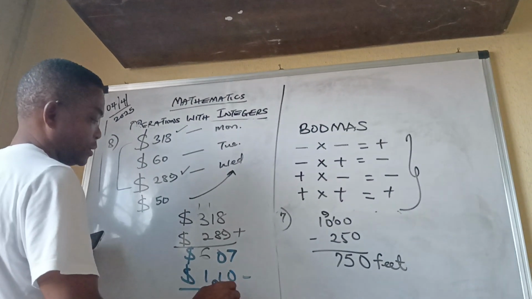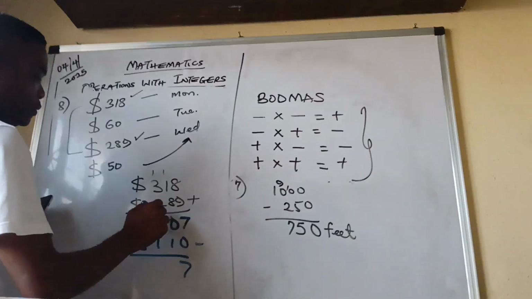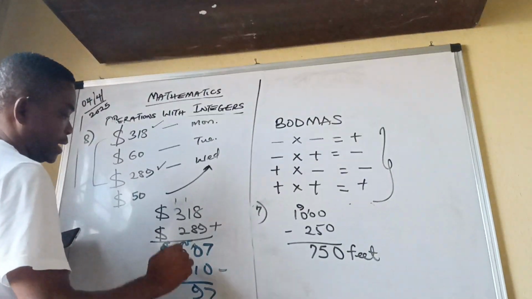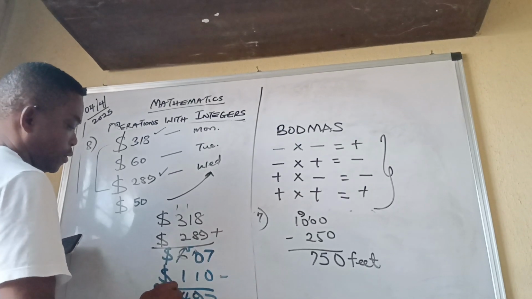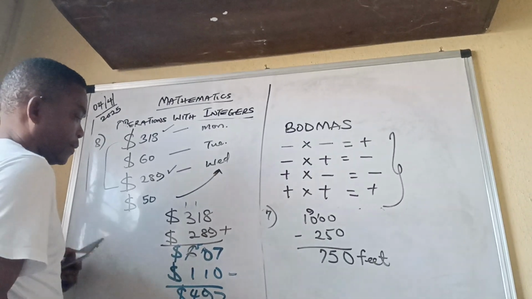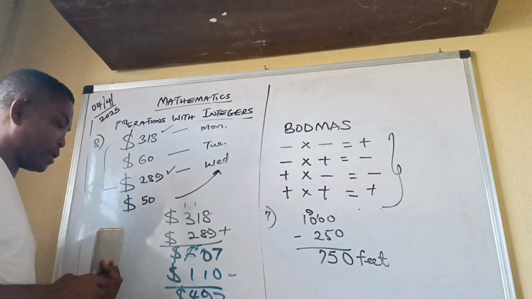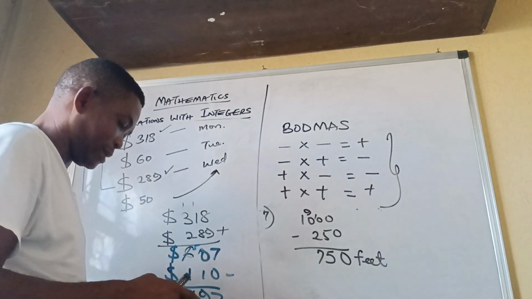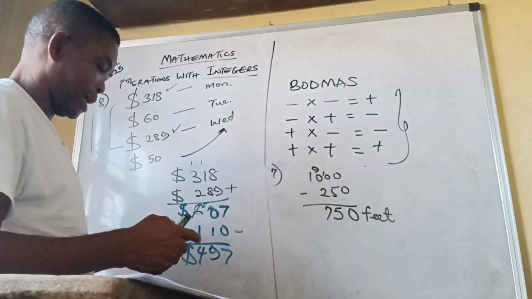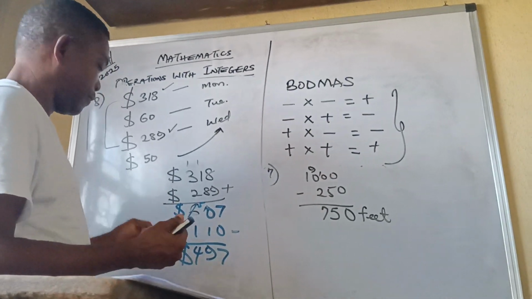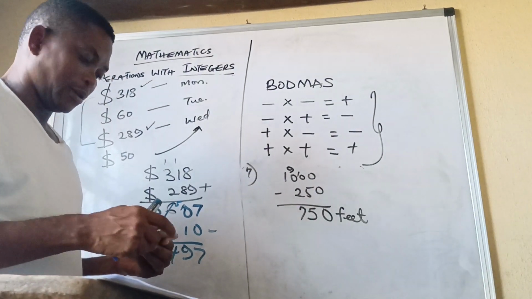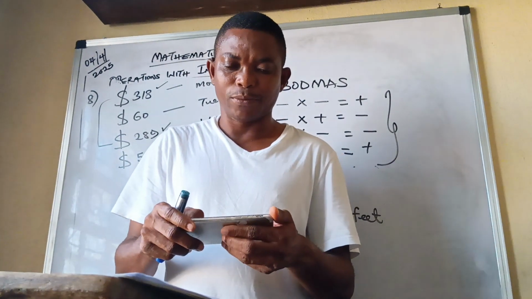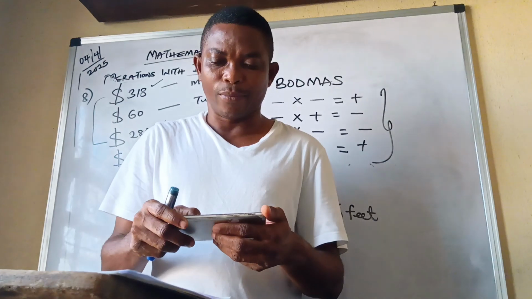7 minus 0, 7. Impossible. Borrow 1 here. We are left with 5, 10. That's 9. 5 minus 1 is 4. So invariably, Nita will have $497 as a balance after making that purchase of $50. So we've been able to tackle all the practice questions under that lesson.